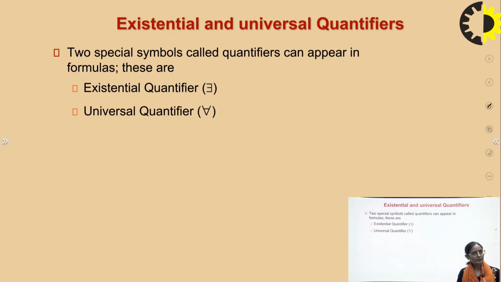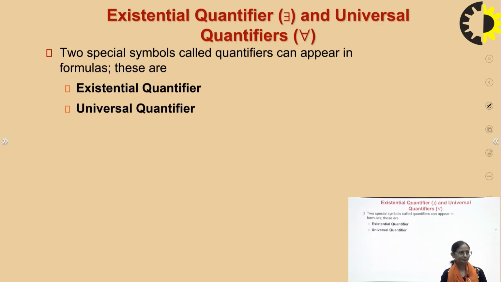Now in TRC, quantifiers play a very important role, and in TRC we have two important quantifiers. One is the existential quantifier and the other is the universal quantifier. You have already seen such quantifiers in maths, you have already studied them there. So here also the meaning of these quantifiers is almost the same, but here we are using these quantifiers with respect to the tuple relational calculus.